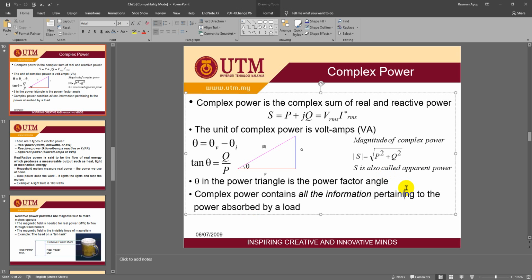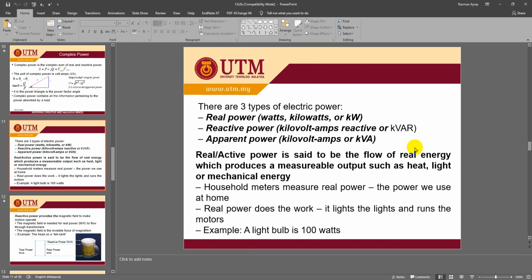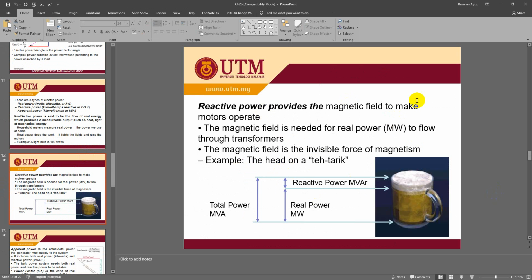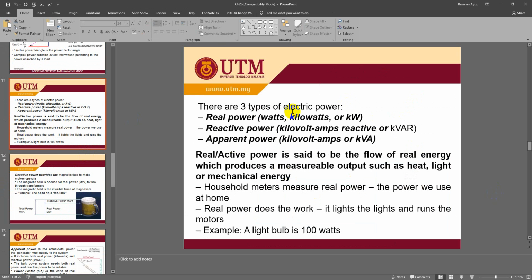Okay, that is all the information regarding power. So this is the theory. You need to know what is real, reactive, and apparent. Also I forgot to mention that real power is the real power. That is why it's called real power. The power that is used by the load. Reactive power is not a real power. It's reactive to the load. So it is not being used.